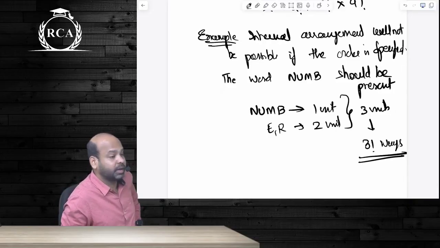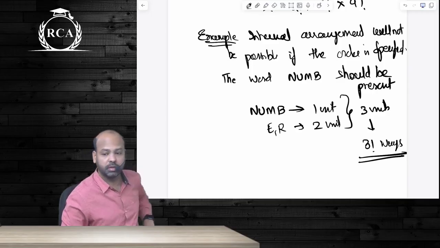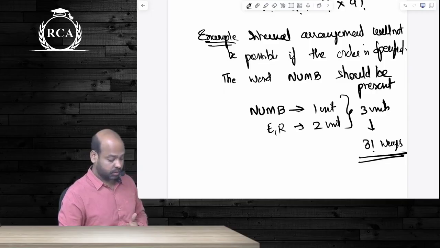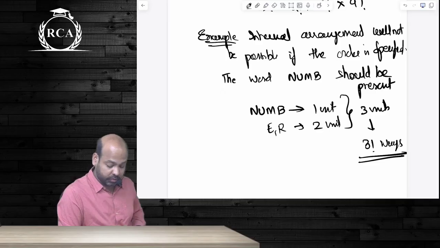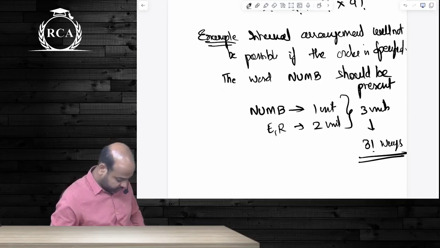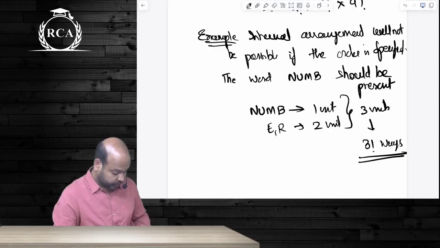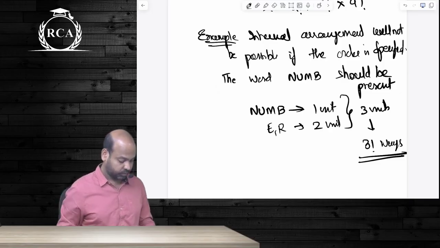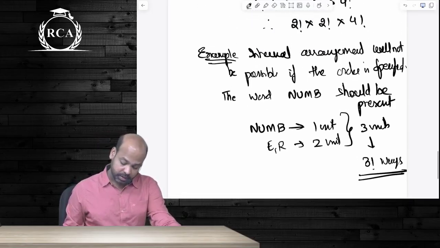Did you understand this, beta? The word NUMB should be present, so that is why you will take that as one unit. E and R beta should be considered as 2 units. So collectively 3 units. That can be done in 3 factorial ways. Are we clear, kids?